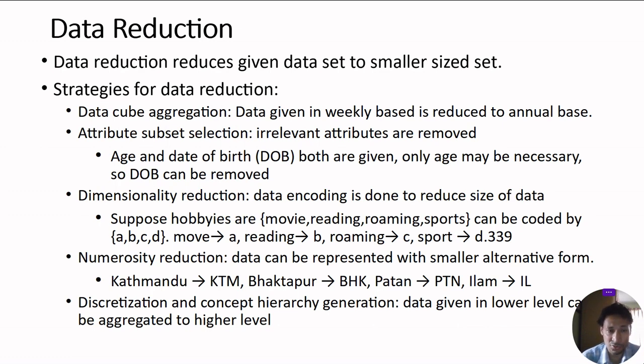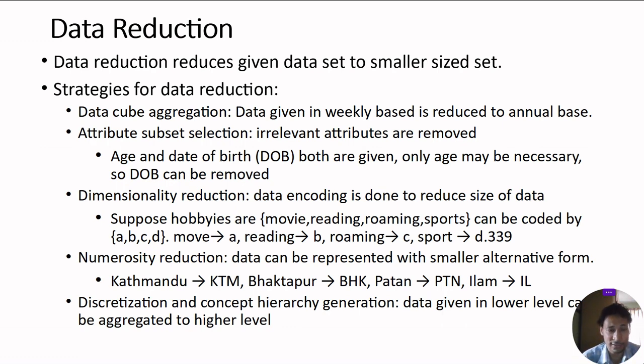Strategies for data reduction: data cube aggregation. Data given on a weekly basis is reduced to an annual basis. We know that weekly based data will be higher. There would be lots of records if we consider weeks, but if reduced to annual, the number of records will be reduced. Attribute subset selection. We can remove irrelevant attributes. For example, age and date of birth are given. In that case, we can only consider age and remove date of birth.